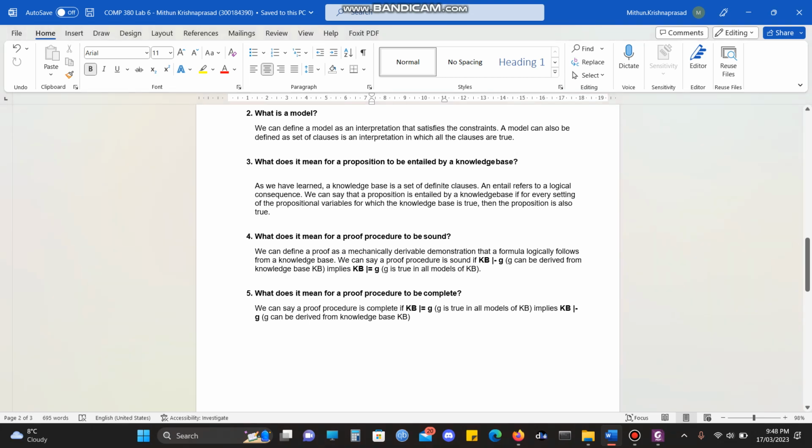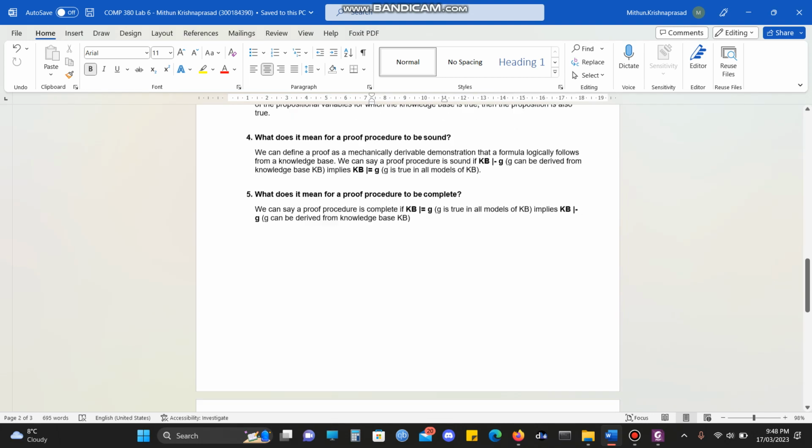Now, for a proof procedure to be complete, it's essentially the vice versa of soundness. For it to be complete, in this case again G, it means that if G is true in all models of the KB, then it implies that G can also be derived from the knowledge base.